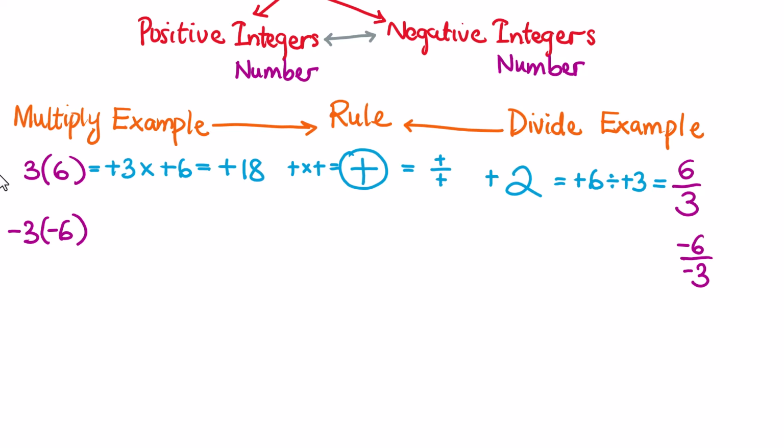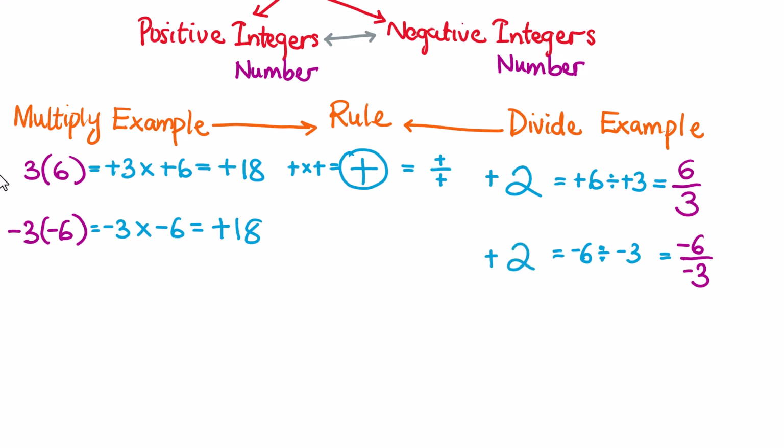Next example here is negative 3 parentheses negative 6. That means that we're multiplying negative 3 by negative 6, which means a negative times a negative gives you a positive, and 3 times 6 gives you 18. Likewise, on the other hand, when it comes to division, we have negative 6 divided by negative 3, which means negative divided by negative gives you a positive value, and 6 divided by 3 gives you 2.